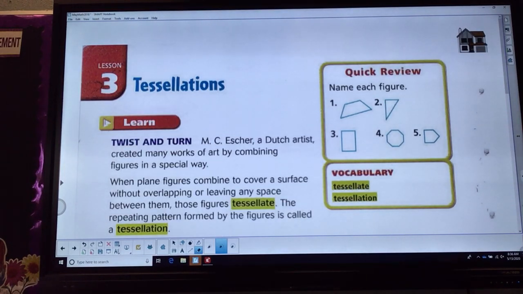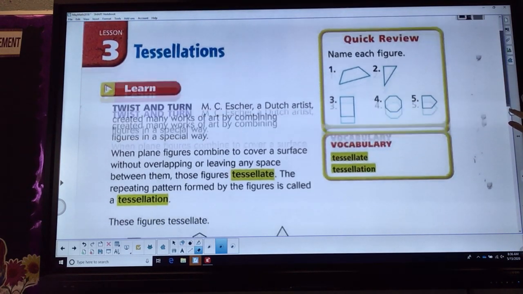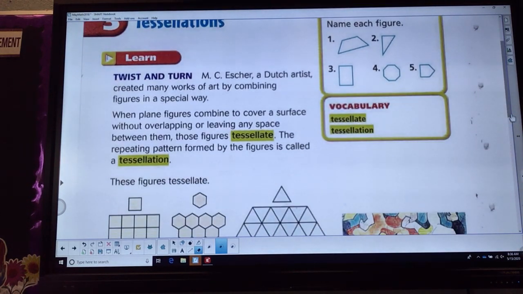Hopefully you got a chance to watch the slideshow that I posted and took a look at how by moving figures we can make them fit together in this special way. Now we're going to take a look at how, using those moves that we talked about last week, we can make something tessellate. Now you might ask, what does that mean? Well, let's take a look.